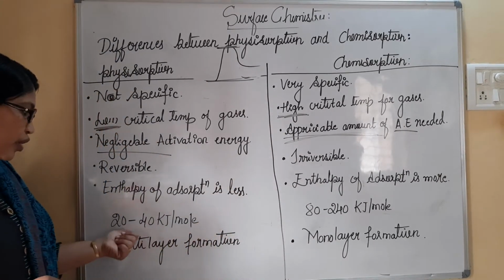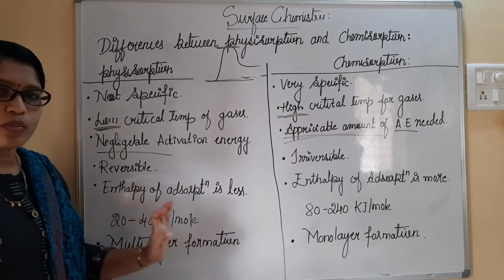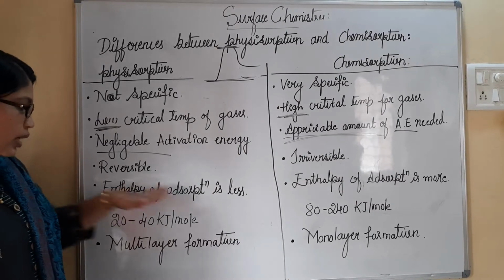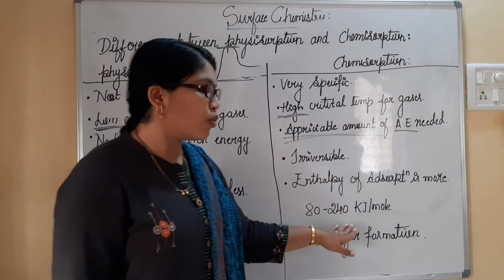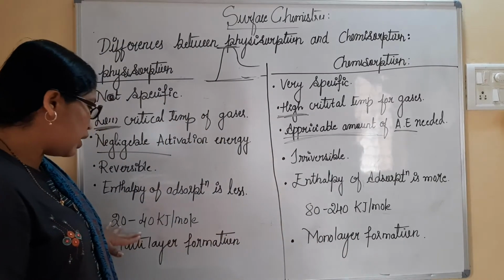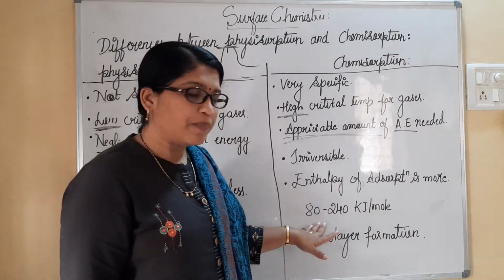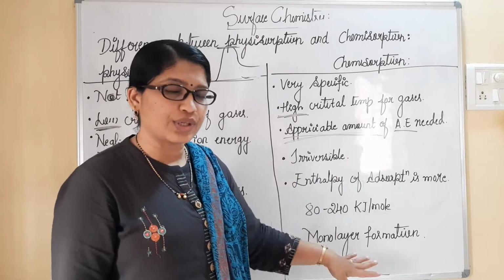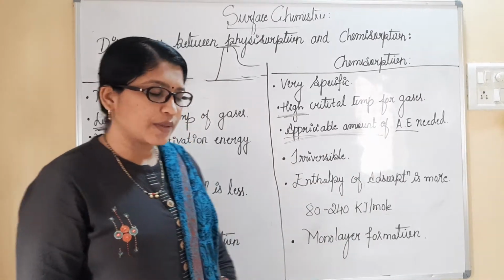Next point, you can see the enthalpy of adsorption is less. Here, 20 to 40 kilojoules per mole of energy is enough for adsorption to take place. But in chemisorption, this range is exactly 10 times more than that, 80 to 240 kilojoules per mole of energy is required to carry out chemisorption.